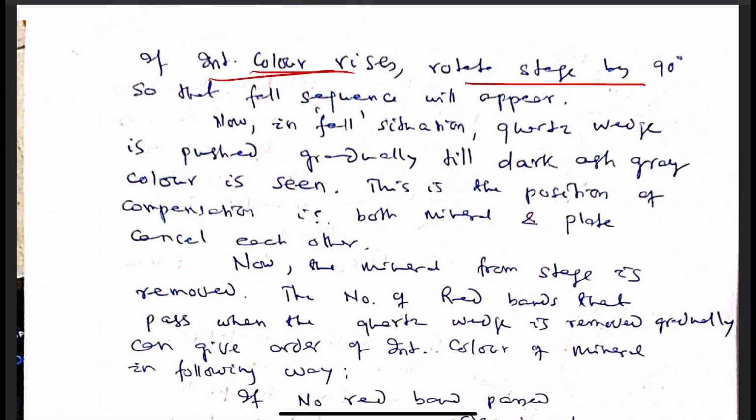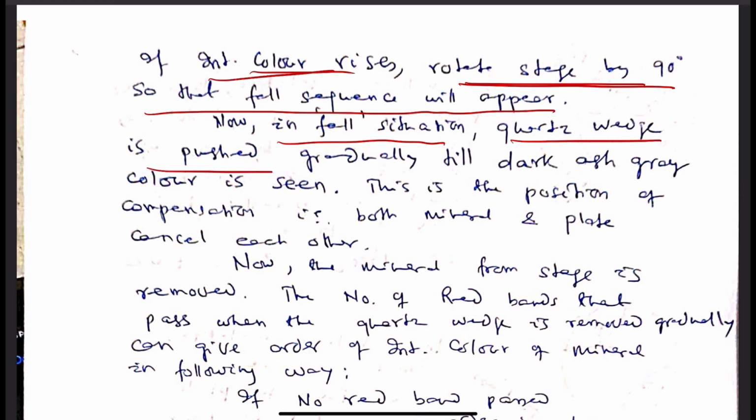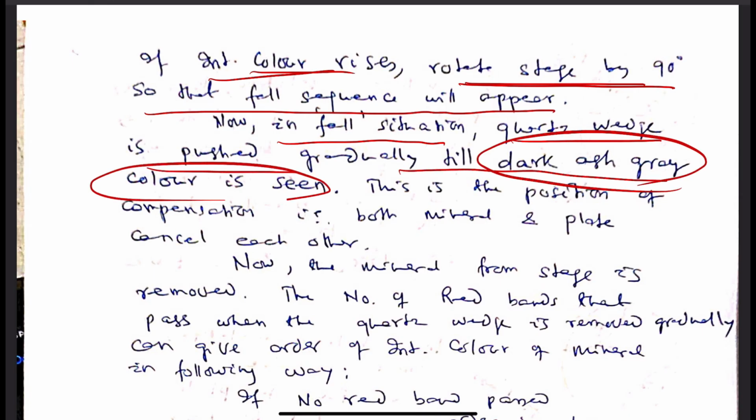If the color is rising, then it will be rotated by 90 degrees, so that the fall of sequence will appear. Now in fall situation, the quartz wedge is gradually pushed till dark ash gray color is seen. This is the position of compensation. That means the mineral and the accessory plate both cancel each other now. Retardation is 0 now.